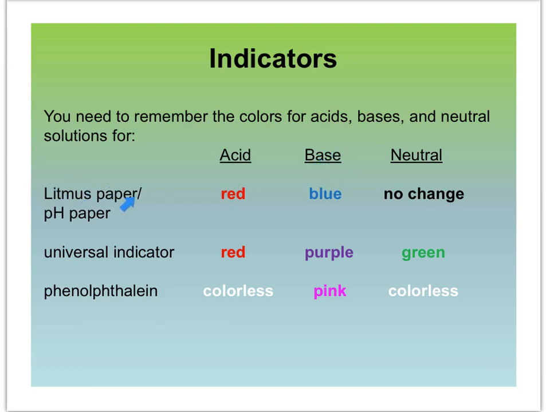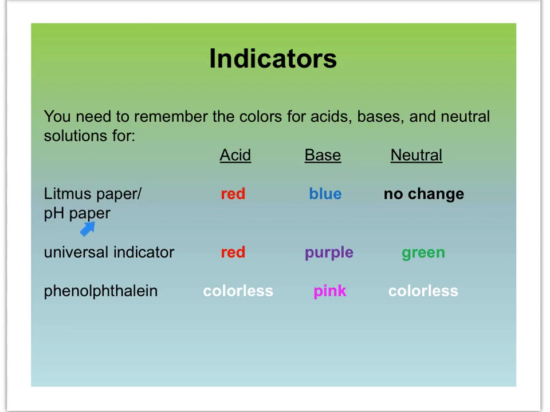Whereas litmus paper comes as either red or blue. And so if you start out with red litmus paper, in an acid it remains red, neutral remains as well, but it changes in a base, it turns blue. If you start out with the blue litmus paper, then in a base or in neutral it remains blue, but in an acid it turns red. So with litmus paper, acids are red, bases are blue. In a neutral solution, there is no change.